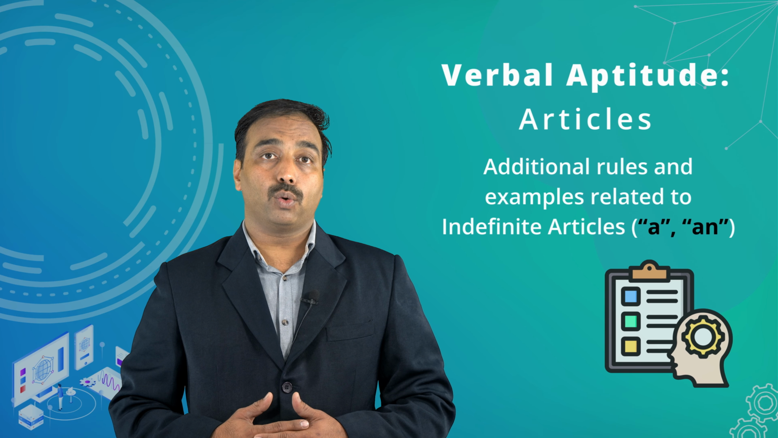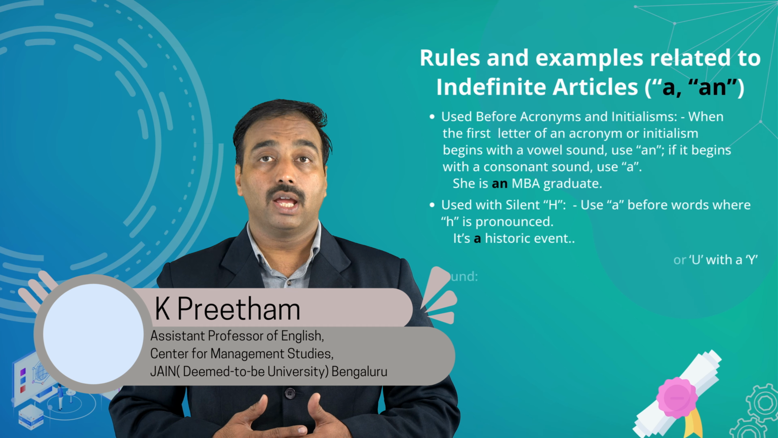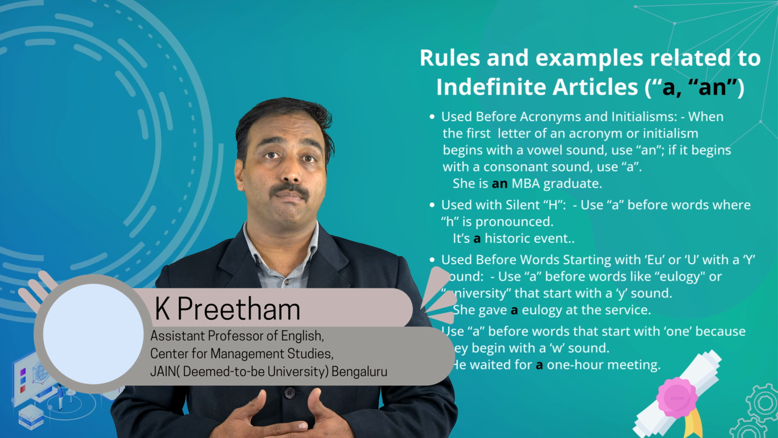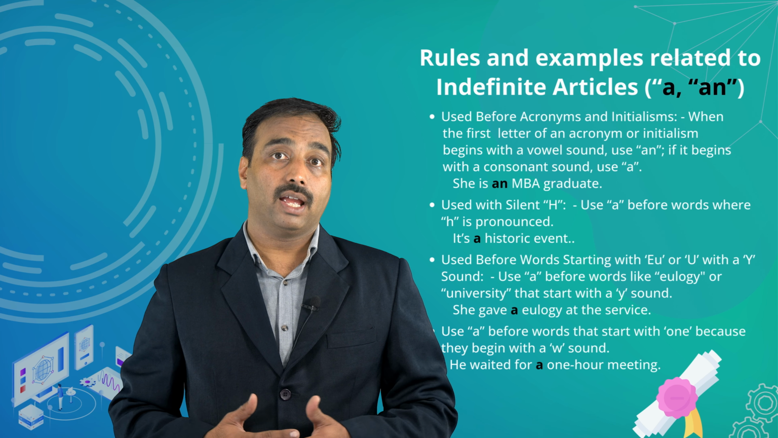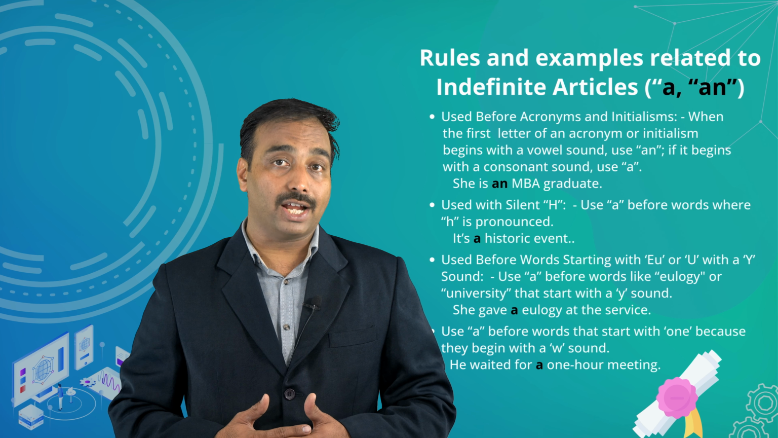Let us discuss some of the rules related to indefinite articles. They are used before acronyms and initialisms. When the first letter of an acronym or initialism begins with a vowel sound, use an. If it begins with a consonant sound, use a. For example, she is an MBA graduate.